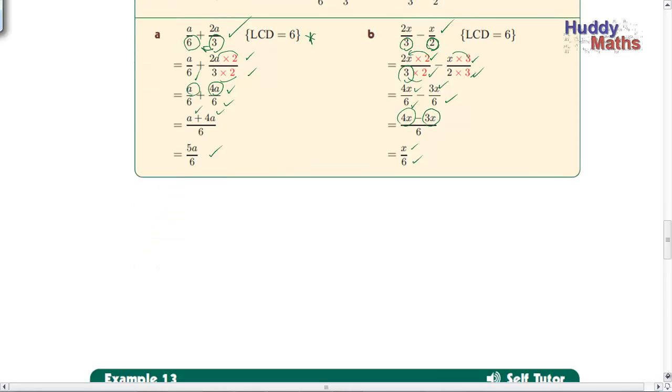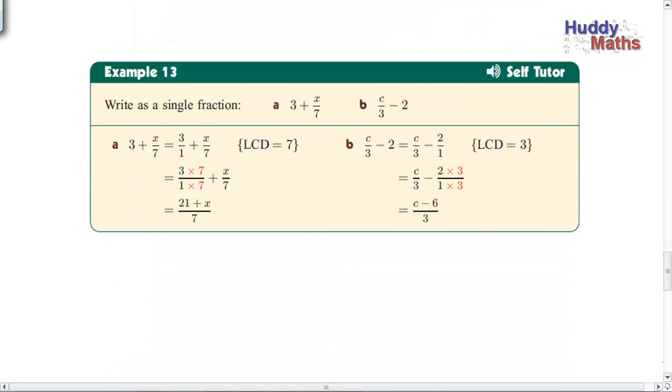Okay, let's come down now and have a look at another variation. Oh, this looks different. Why does it look different? Have a look in here. They aren't fractions, are they? So can we make them fractions by calling 3 over 1? That's okay, isn't it? And x over 7. Now we want to change the 1's to 7. So we multiply top and bottom by 7 is 21, and x over 7, and we can't join those up. These are not like terms. That's 21 plus x over 7.